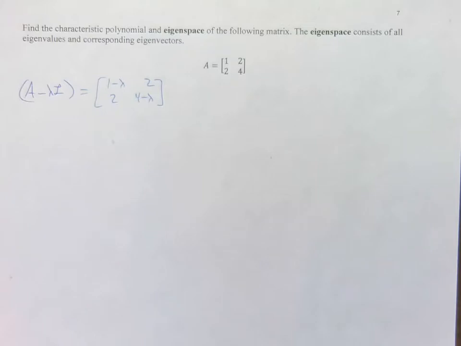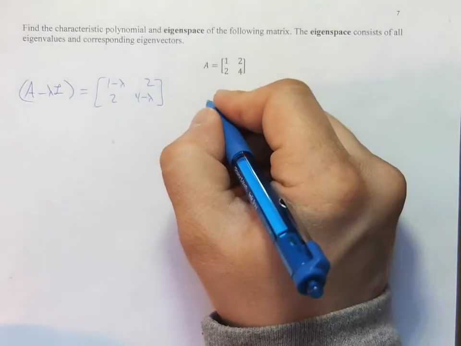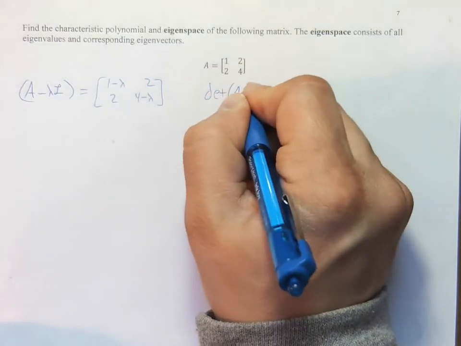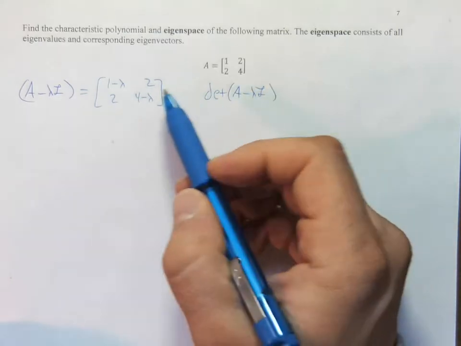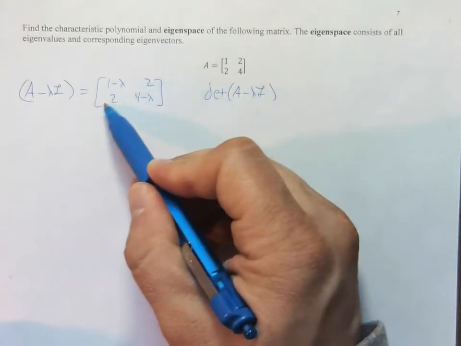Just lambda subtracted off the diagonals. And then the determinant of a 2x2 is also very easy, right? You just do AD minus BC. And so when we do the determinant of A minus lambda I in this case, you multiply those diagonals and then you subtract multiplying those.